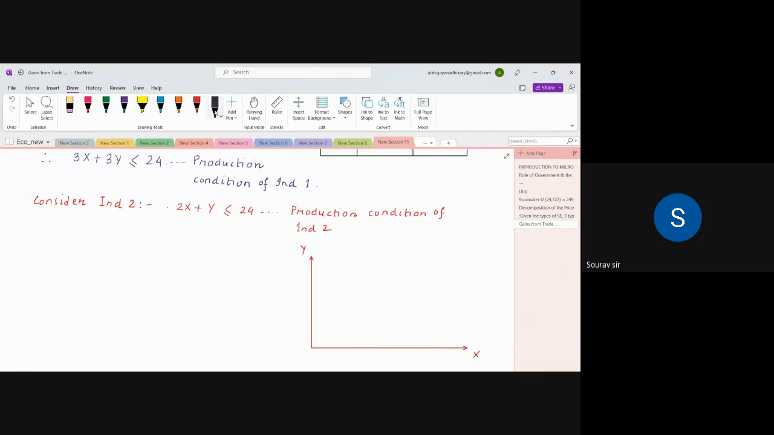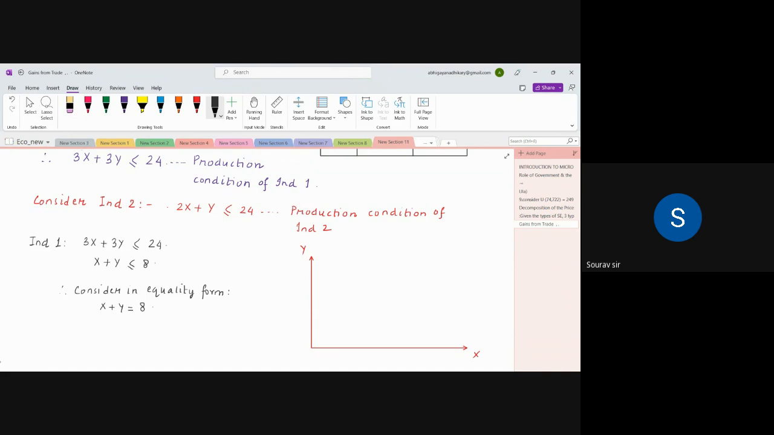The first thing that we should do is to consider this inequality in the equality form, right? If you remember, if you have done it in LPP maybe somewhere. So for individual 1, we have 3x plus 3y is less than or equal to 24. That means x plus y is less than or equal to 8. If you consider it in equality form, what is this? x plus y is equal to 8.